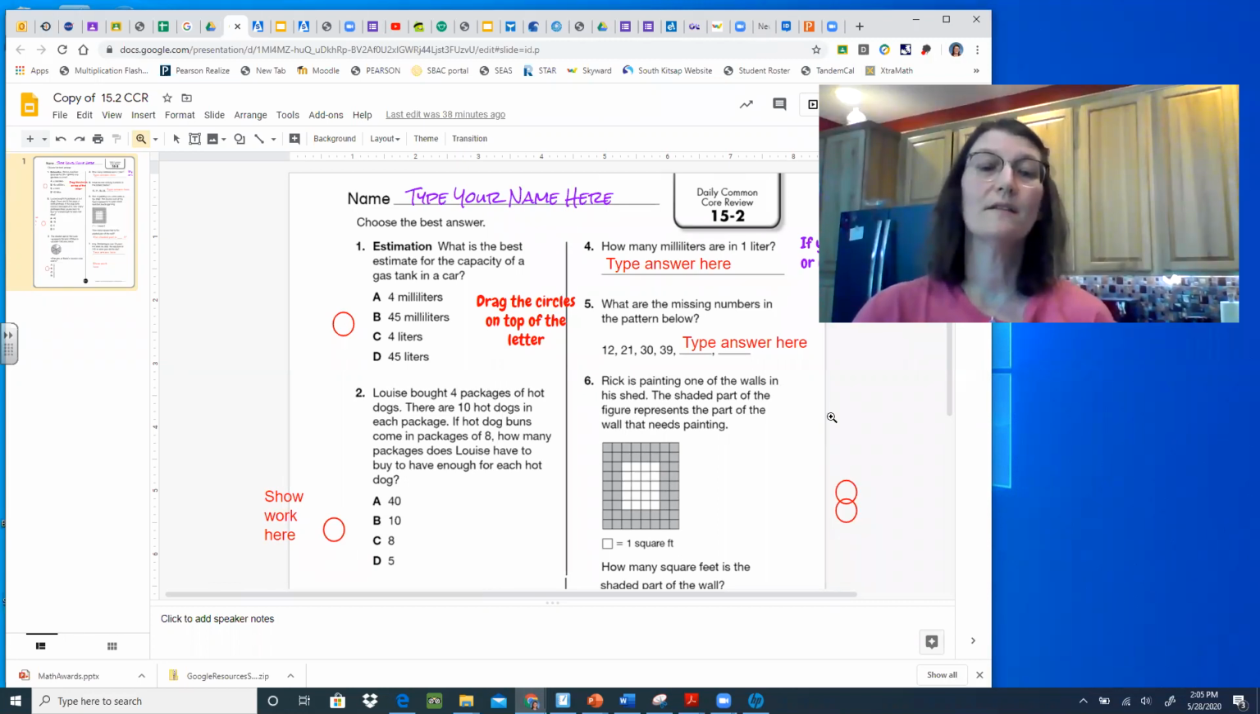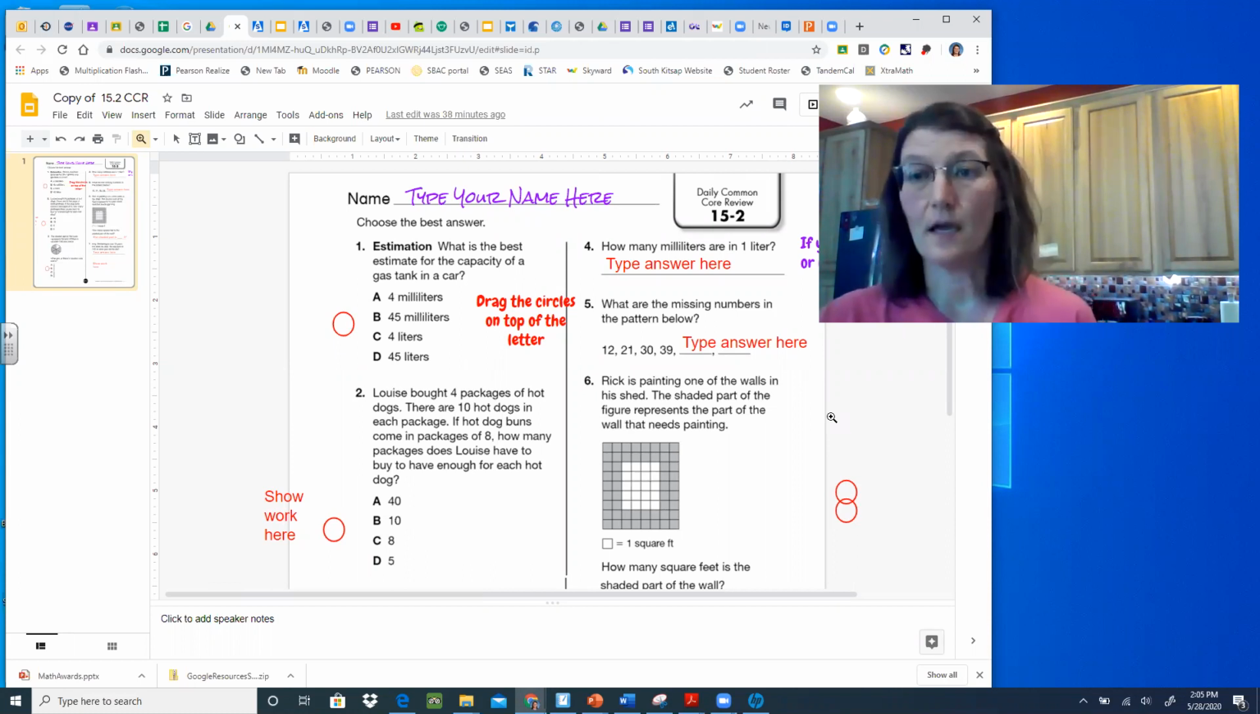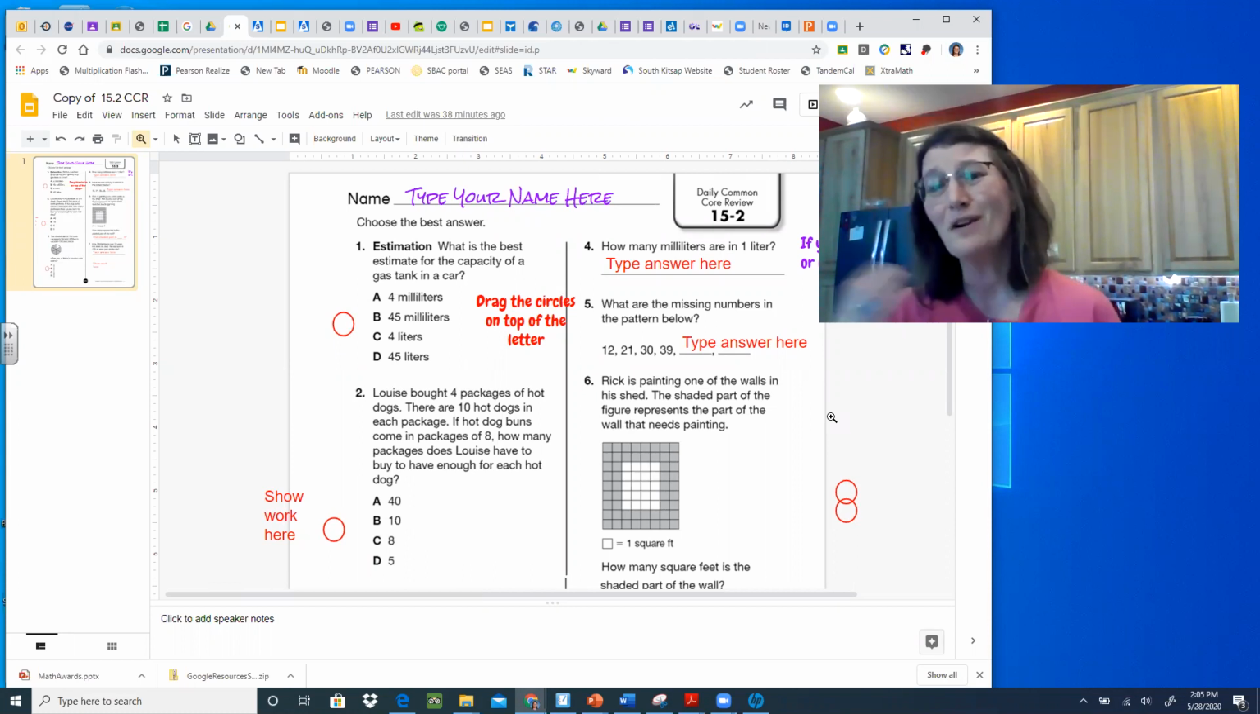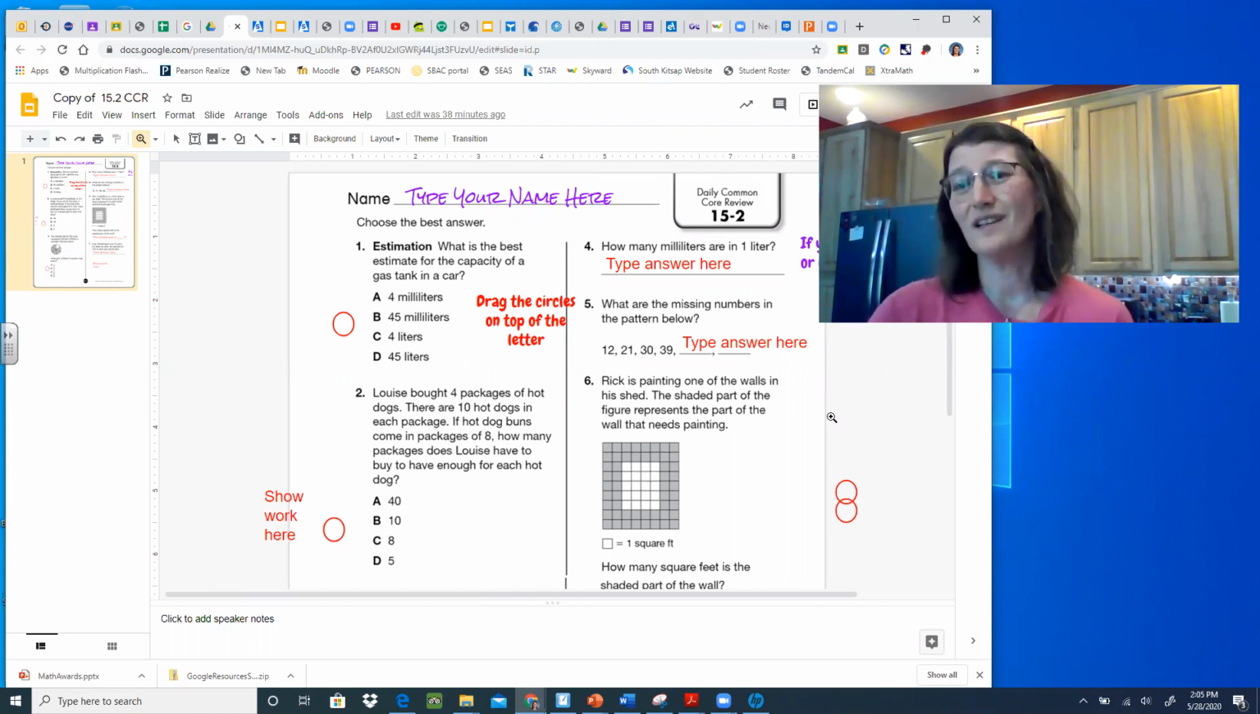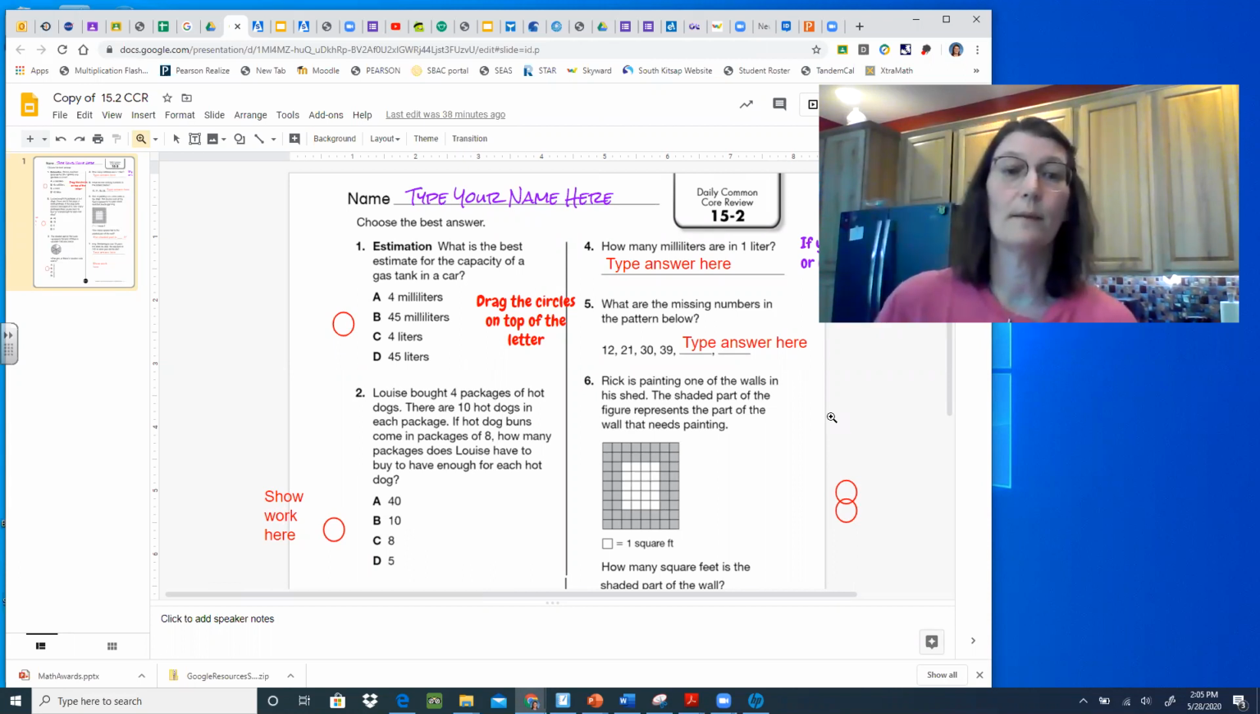So number one, estimation. Remember, that's kind of like a guess. What is the best estimate for the capacity? That means how much something holds, of a gas tank in a car. So when your parents go to the store and fill up their car with gas, they don't usually do it in the metric system with milliliters or liters. They fill it up with gallons. So this is shifting our thinking a little bit.